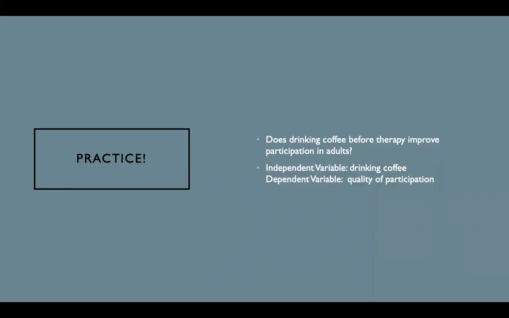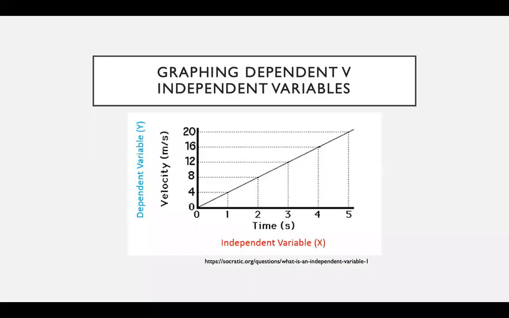Okay, and whenever you're graphing independent and dependent variables, the independent variable, or the cause, is placed on the x-axis, and the dependent variable, or the effect, is placed on the y-axis.